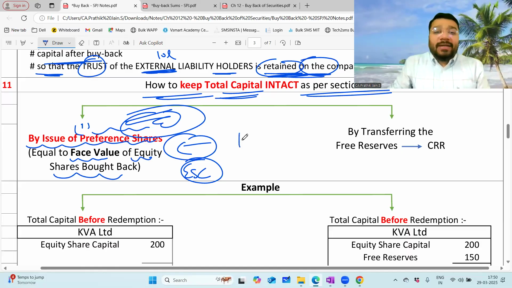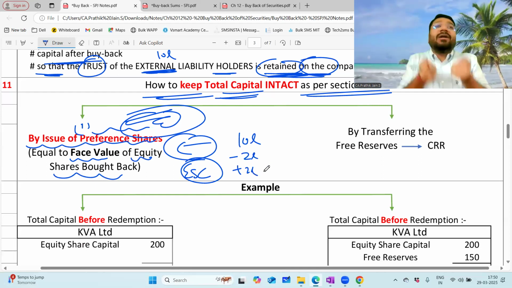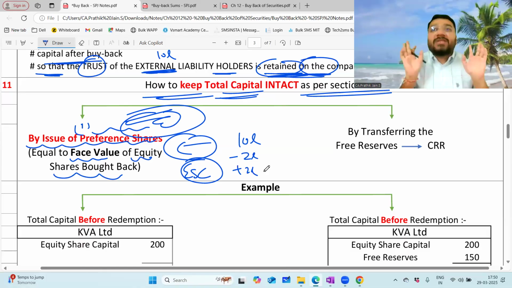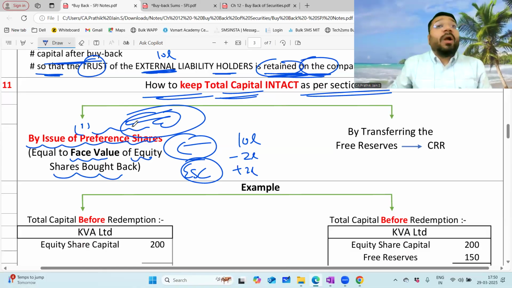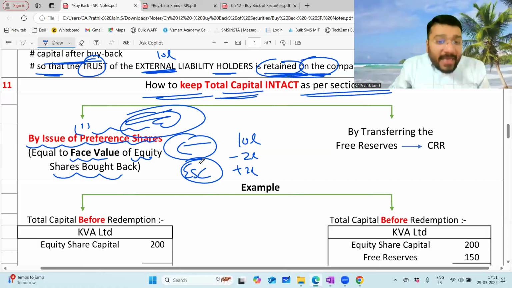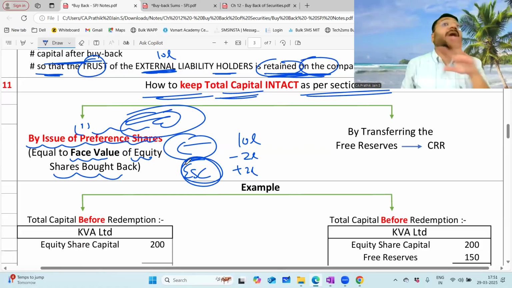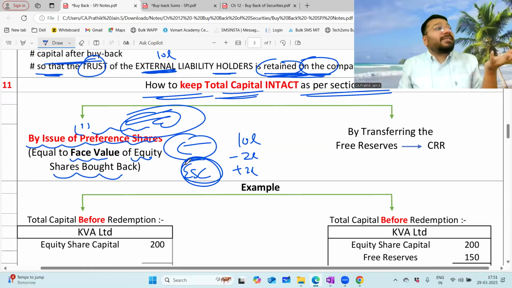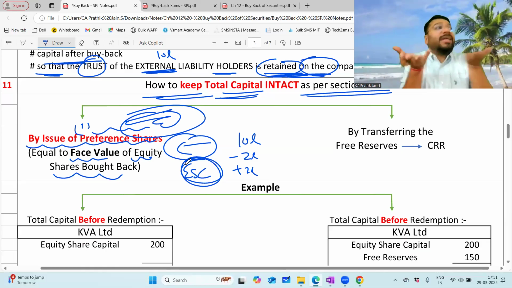What is the point? 10 lakh is equity capital. You took 2 lakh from one public and you're giving 2 lakh to another public. In that way, what controlling shares have you issued? Section 68 very clearly says that whatever class of equity share capital you're repaying back, the same class or same kind of shares cannot be issued. So for equity shares repayment, you cannot issue equity shares.